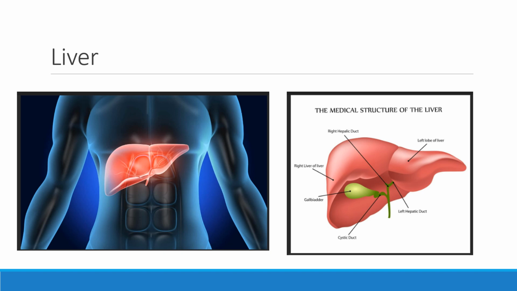And here we have some photos just showing on the left where the liver lies within our body, and the photo on the right showing the different functions that are connected, or the areas that are connected with the liver, including the gallbladder, the cystic duct, and the left hepatic duct.